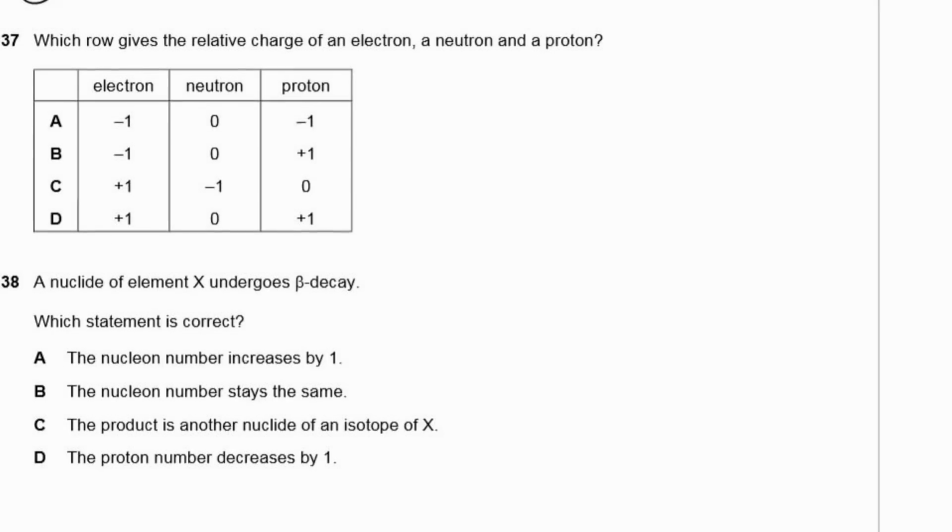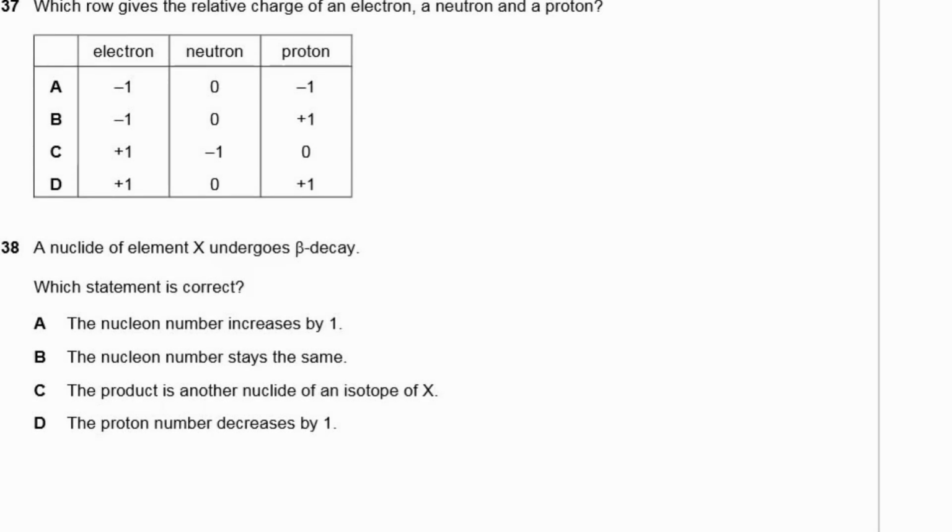37. Which row gives the relative charge of an electron, a neutron, and a proton? Okay, well, electrons have a charge of -1, neutrons have no charge, and protons have a charge of +1. So, electron negative, neutron 0, and proton +1. There we go, the answer is B.